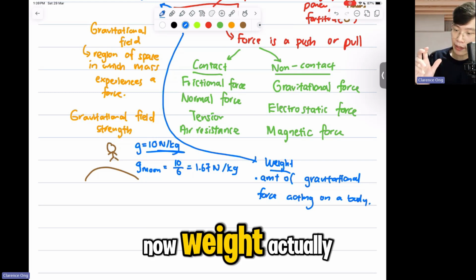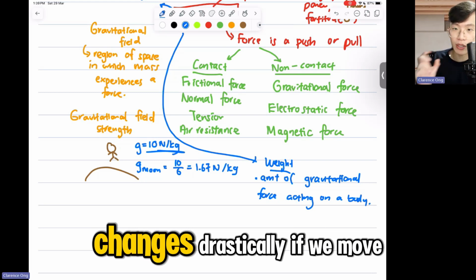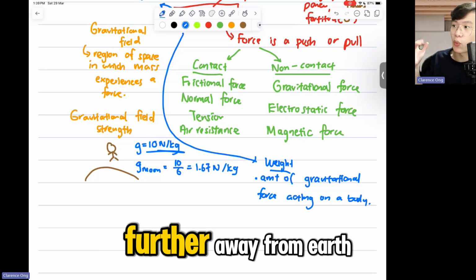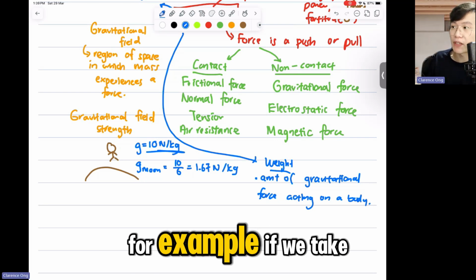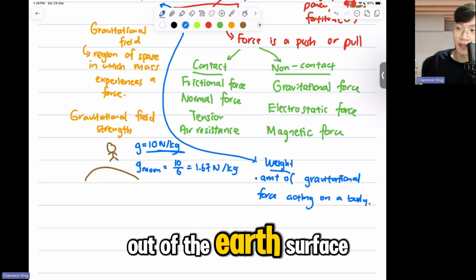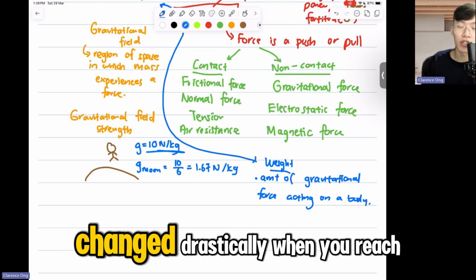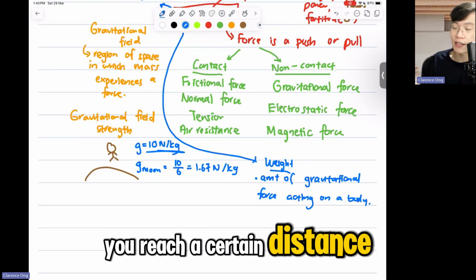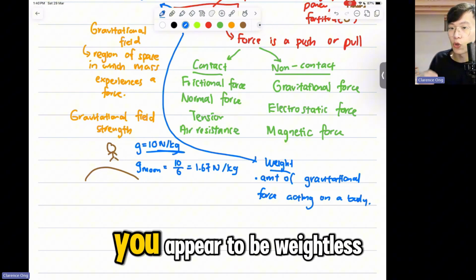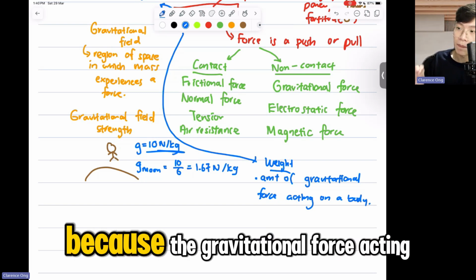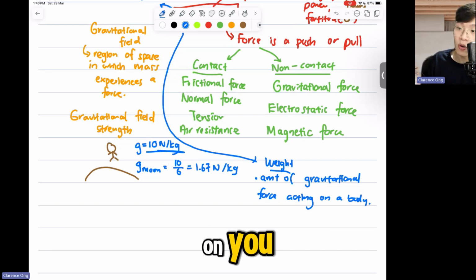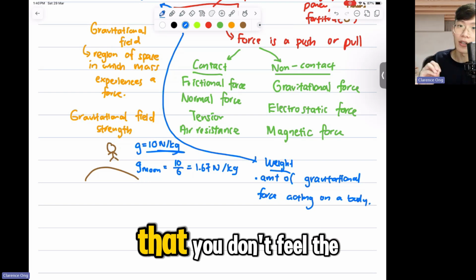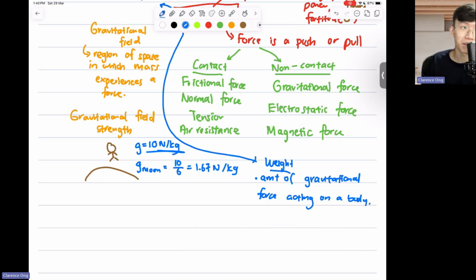Now, weight actually changes drastically if we move further away from Earth. For example, if we take a rocket and fly out of the Earth's surface, then your weight will change drastically. When you reach a certain distance, far enough from Earth, you will appear to be weightless because the gravitational force acting on you by Earth is so weak that you don't feel the effects of it.